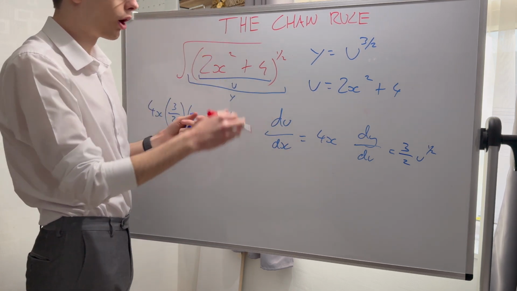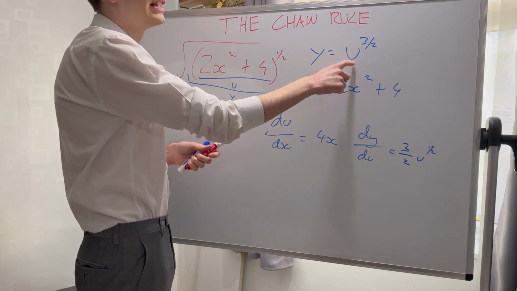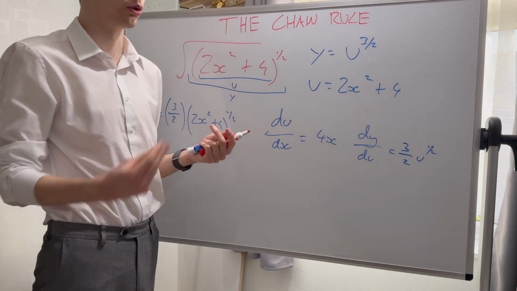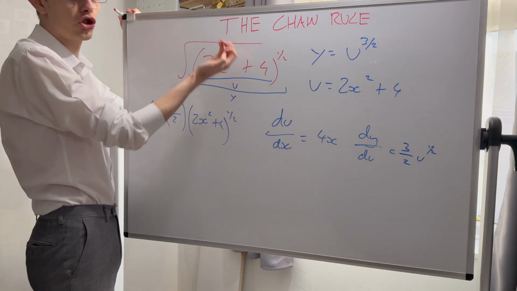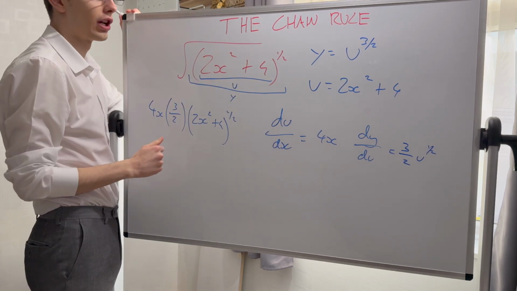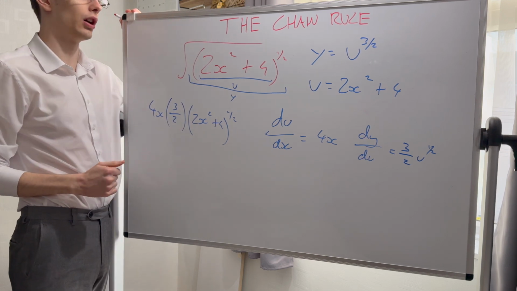In fact, after a while, you probably get so comfortable with this, you don't even need to write out your u's and your y's at all. You'll just be able to recognize that I've got an interior that I need to differentiate and take outside, differentiate the rest as usual, and we are good to go.